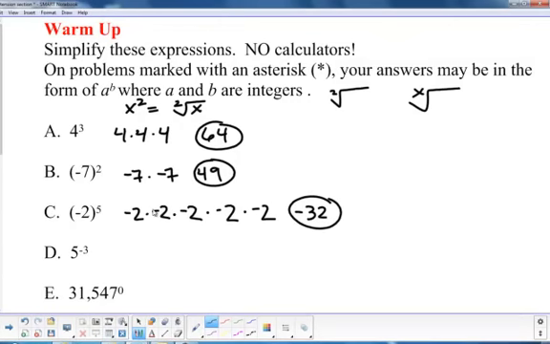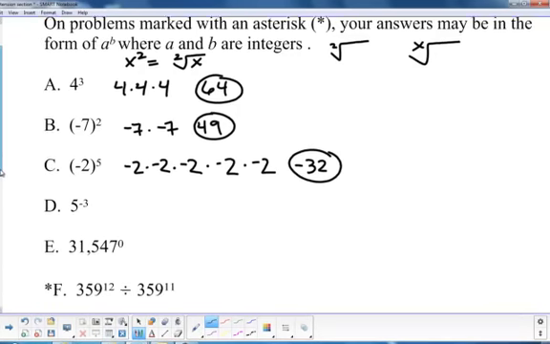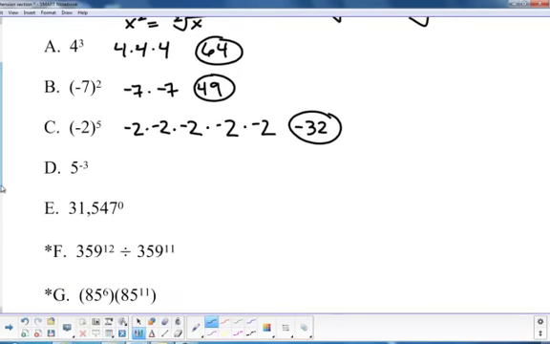5 to the -3. Remember, negative exponents are actually improper to have. So if you think about this, I'm going to make a little table right here. 5 to the 0 would equal 1. Anything to the 0 power equals 1. In fact, we could actually put the answer to E right now as 1, because anything to the 0 power is 1. 5 to the 1 is 5. 5 to the 2 is 25. 5 to the 3 is 125.